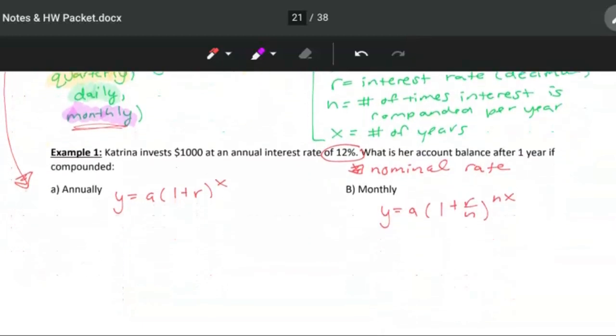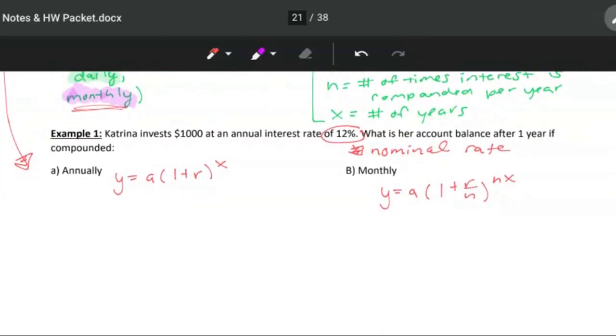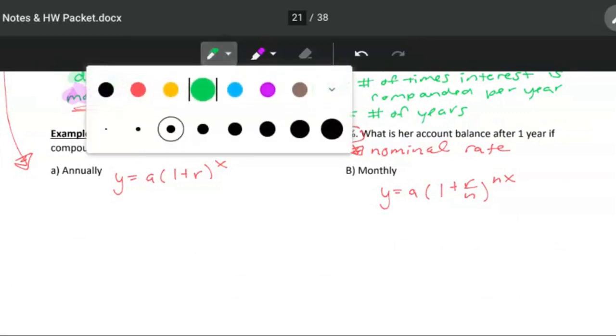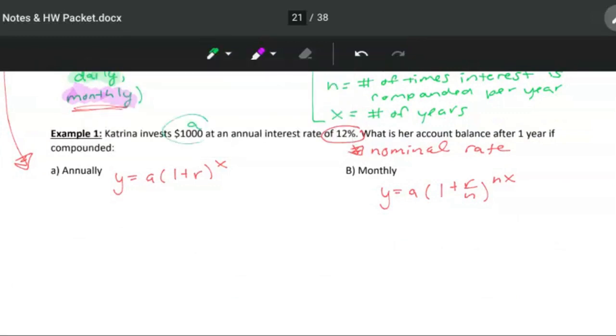All right, so we need to plug everything in. This 1,000 is our A value. That's how much she's initially investing. The 12% is the interest rate, but to plug it into our formula for r, you have to turn it into a decimal. It's going to be 0.12. What is her account balance after 1 year? We said x is the number of years, so that's our x value.